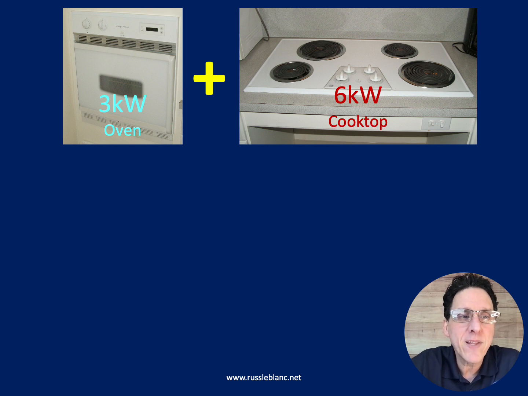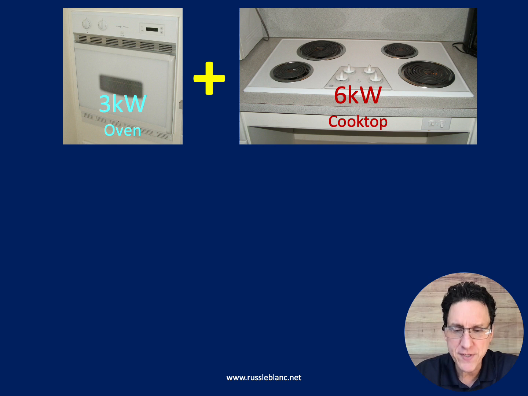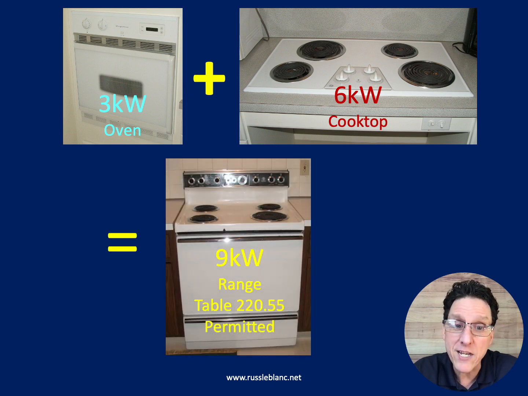So we might be able to do something like this. Run one branch circuit for both of these appliances, right? And we would just treat it as if it was one range. That's pretty cool. And what we would do is add up the nameplates. We would add up the 3 kW from the oven plus the 6 kW of the cooktop. And for the purposes of sizing the branch circuits, we would call those two appliances the equivalent of one range.